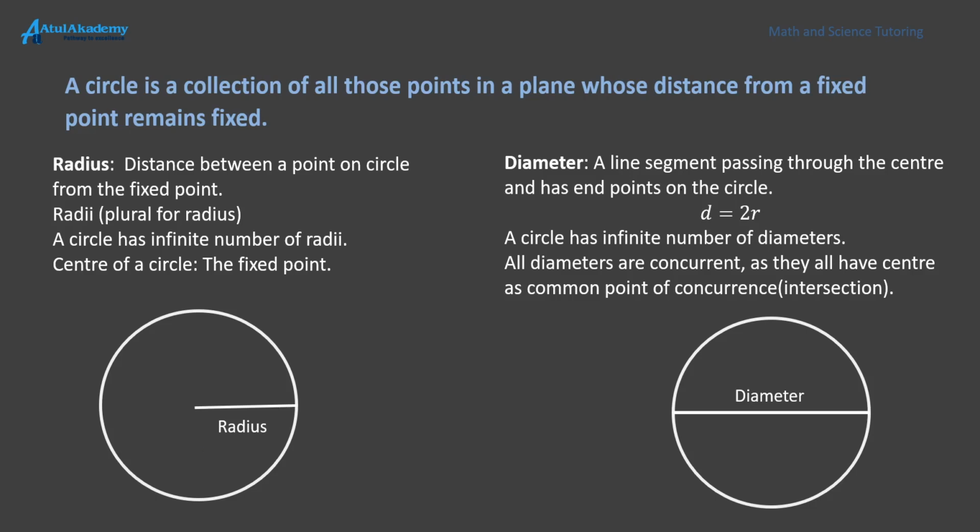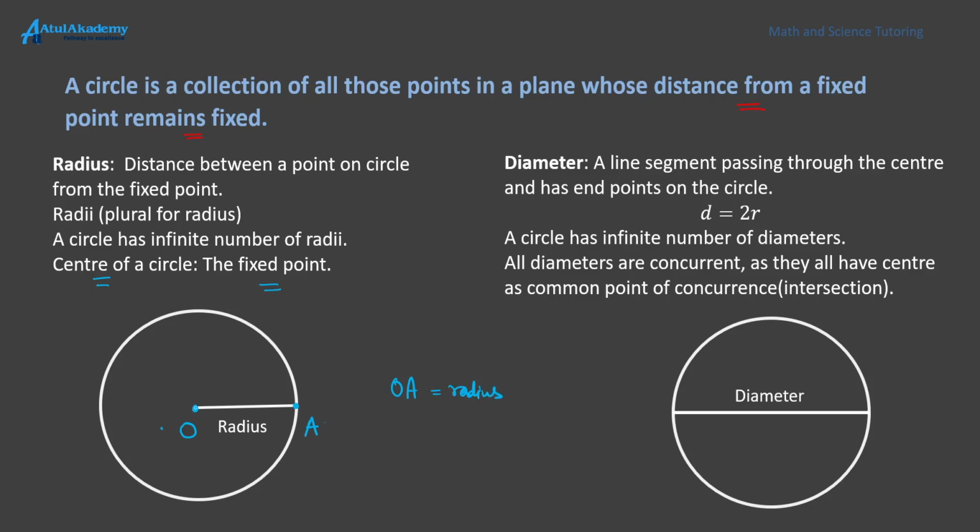A circle is a collection of all points in a plane whose distance from a fixed point remains fixed. Let us consider this circle over here and I mark this as the center of the circle. The fixed point is called the center of the circle. Let me mark it as capital O. This point A is on the circle. So this distance OA from the center to any point on the circle is called the radius of the circle.